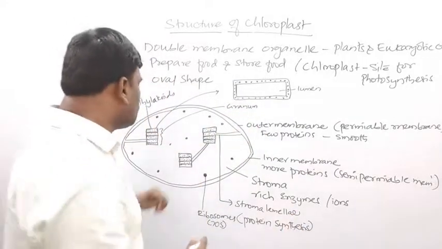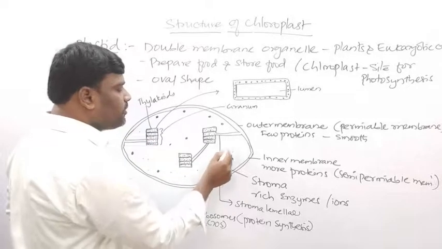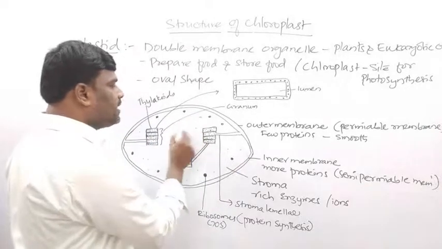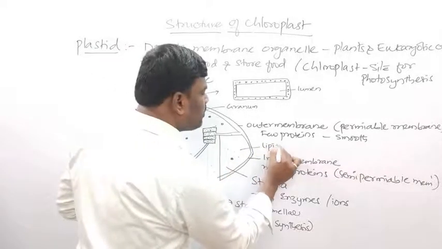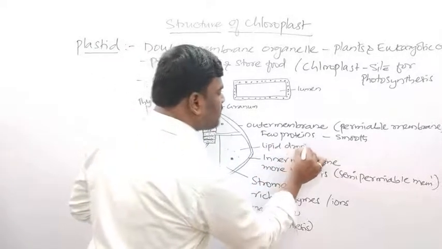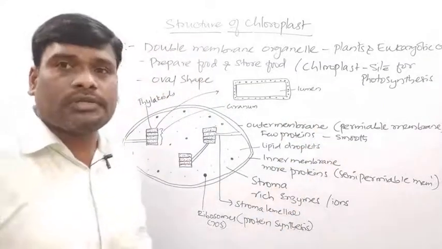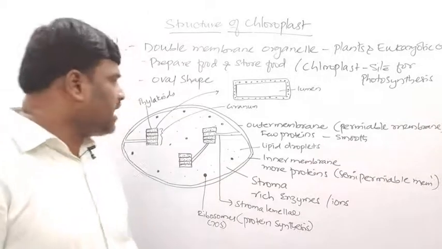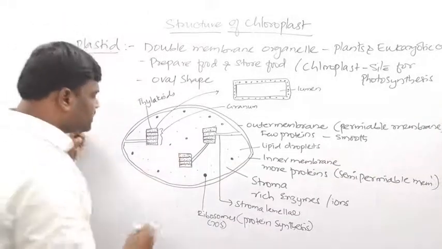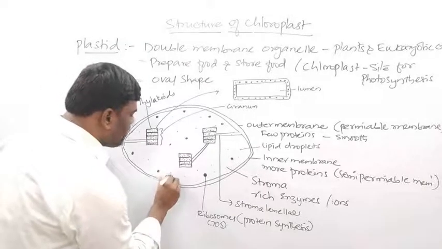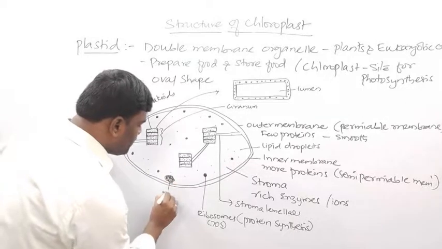Besides these ribosomes, lipid granules or lipid droplets are also seen in the stroma. So these are lipid droplets. Here and there we see lipid droplets also, children. Okay, and one more important structure we see in the stroma, children, that is circular DNA. What is this? Circular DNA.